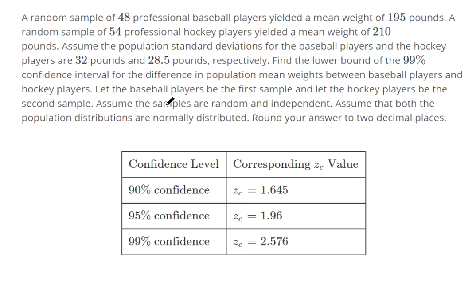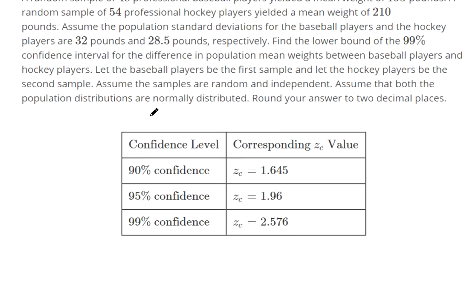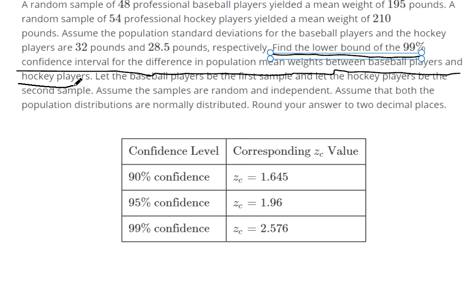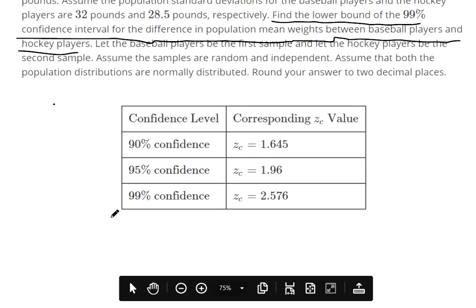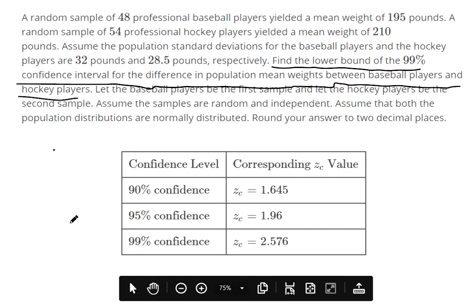Okay, a lot of words here. If we look at the end, oops, I think I might have cut it off. Oh, find the lower bound of the 99% confidence interval for the difference in population mean weights between baseball players and hockey players. That's our goal, right? We want a confidence interval, and it's an interval for the difference between two groups, okay?